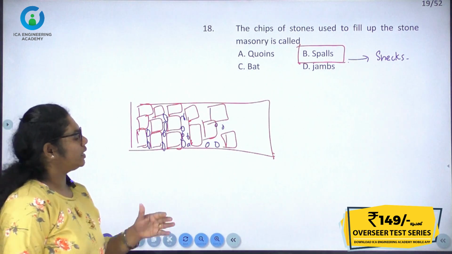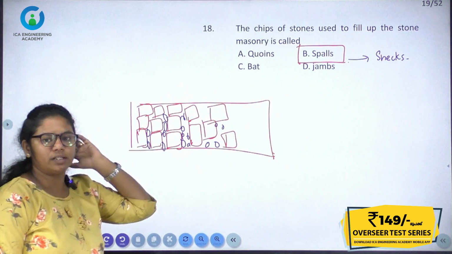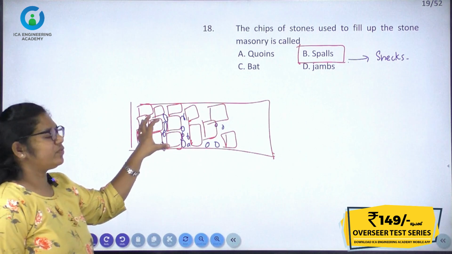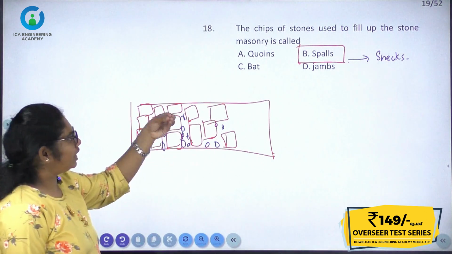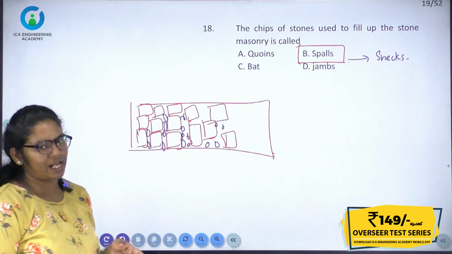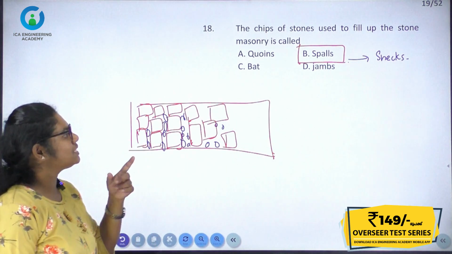The stone masonry has irregular shapes. In irregular or regular stone masonry, some spaces will be left in between. To fill up the spaces we use chips of the stones. That is called spalls. Spalls are also known as snicks.